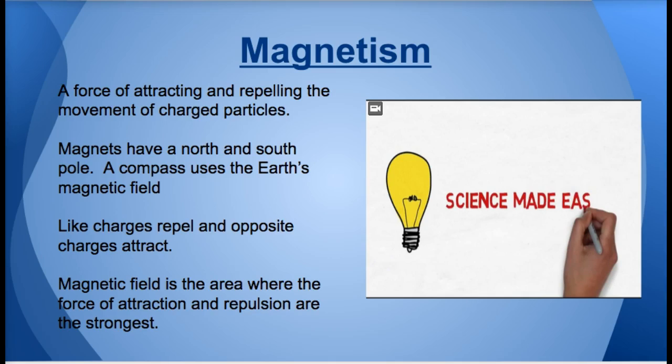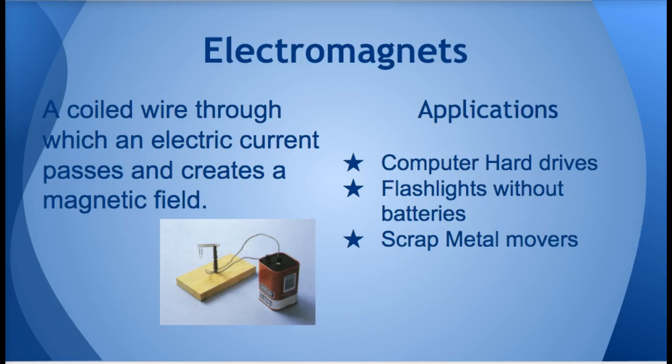The video explains how magnets work and what causes the magnetic field. Electricity and magnets can work together and form an electromagnet. An electromagnet is a coiled wire where electric current passes and creates a magnetic field. We use these every day in our computer drives, motors that drive ships, cars, and scrap metal movers. If you've ever used a flashlight that you can shake to light, that's electromagnetism at work.